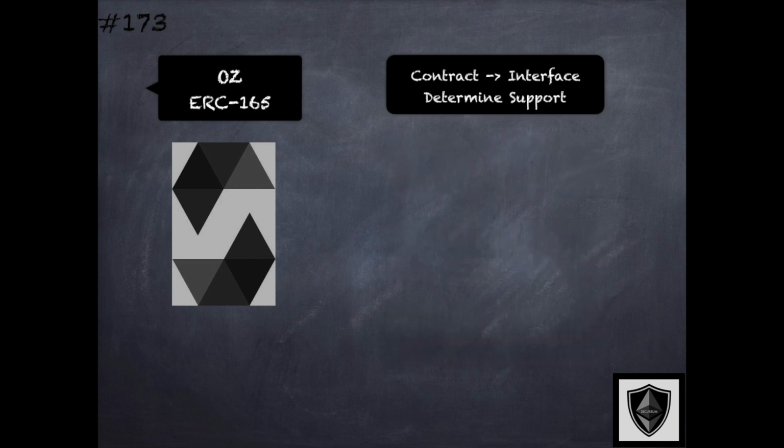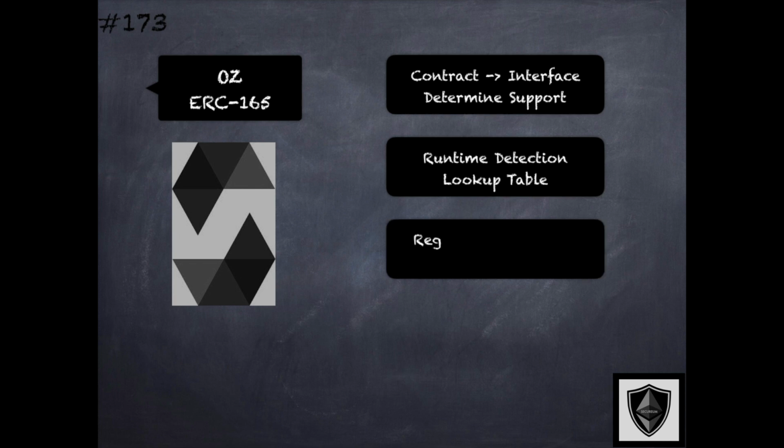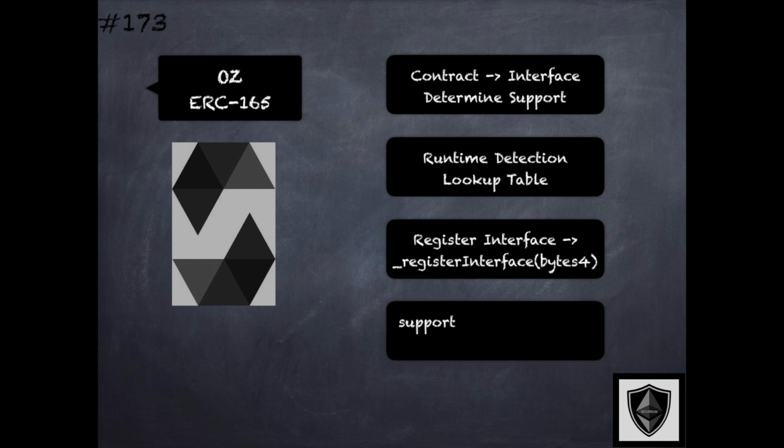The Ecdsa library allows one to determine if a particular contract supports a particular function interface. And this runtime detection is implemented using a lookup table. It provides two functions. The first one is for registering function interfaces. This is the register interface function. And the second one is to determine if a particular interface is supported, which returns a boolean, either true or false.